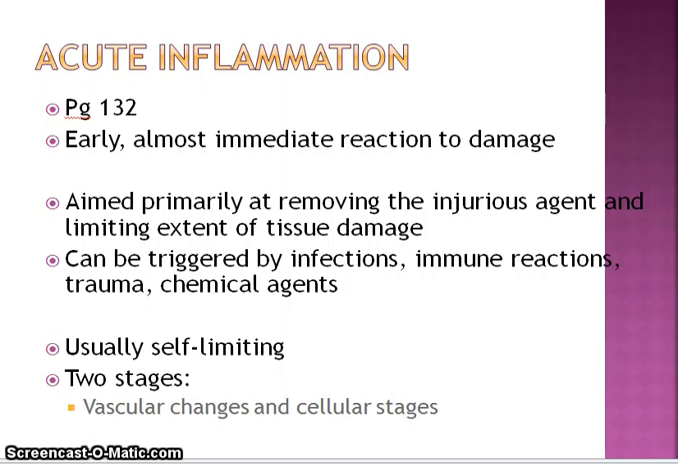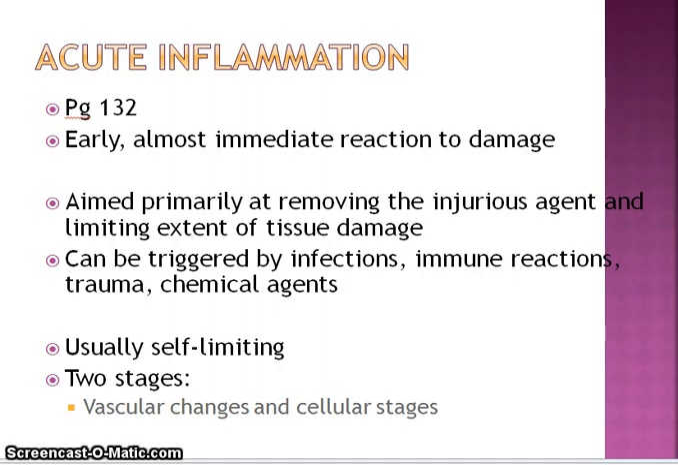Acute inflammation is early on. It's almost an immediate reaction to damage. Think about if somebody breaks a bone, they tend to have swelling very quickly after the injury. It's aimed primarily at removing the injuring agent and containing the agents, if any, that have broken through the skin barrier. It wants to limit the extent of tissue damage by confining the problem. Right, it can be triggered by infections, immune reactions, trauma, or even chemical agents.